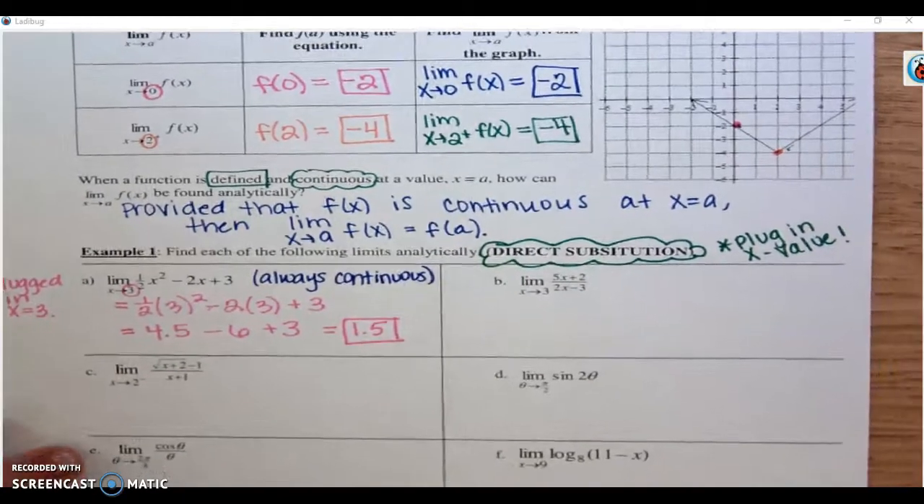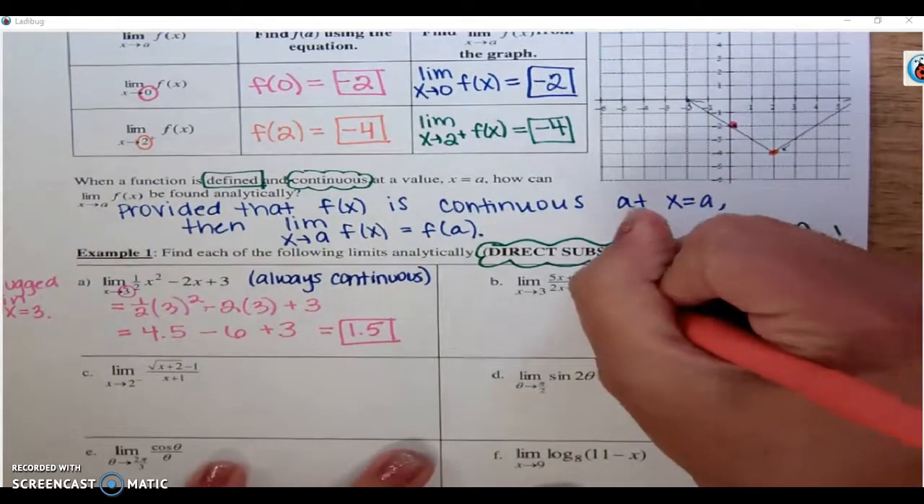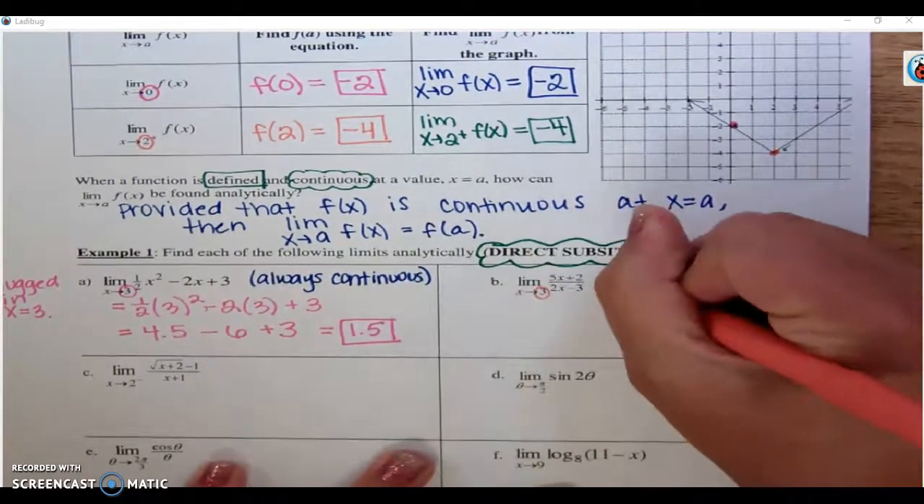Okay, so looking at part B, the limit as x approaches 3 of (5x plus 2) over (2x minus 3). So we're going to go ahead and just try to do direct substitution. So we're going to plug in that 3.